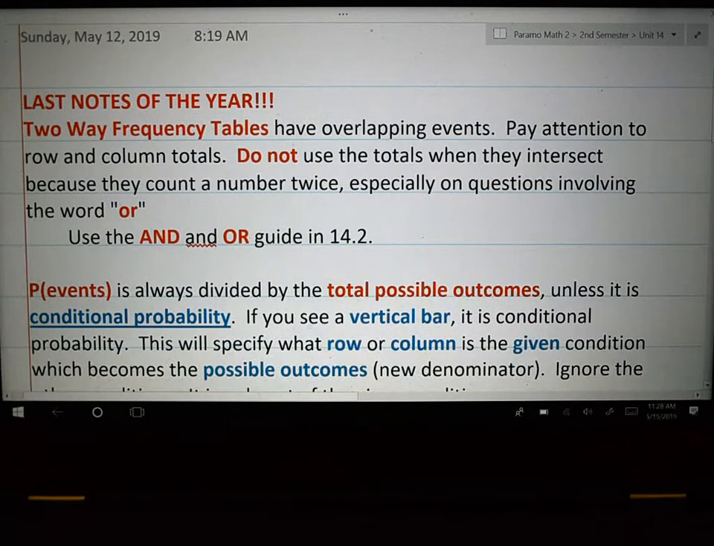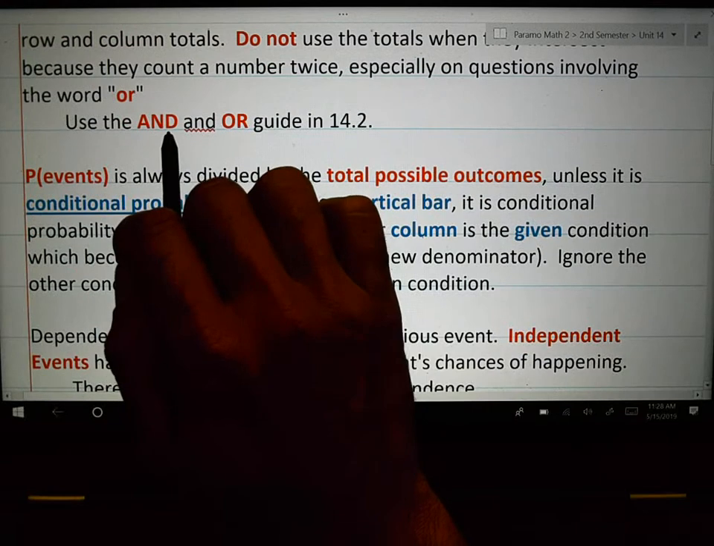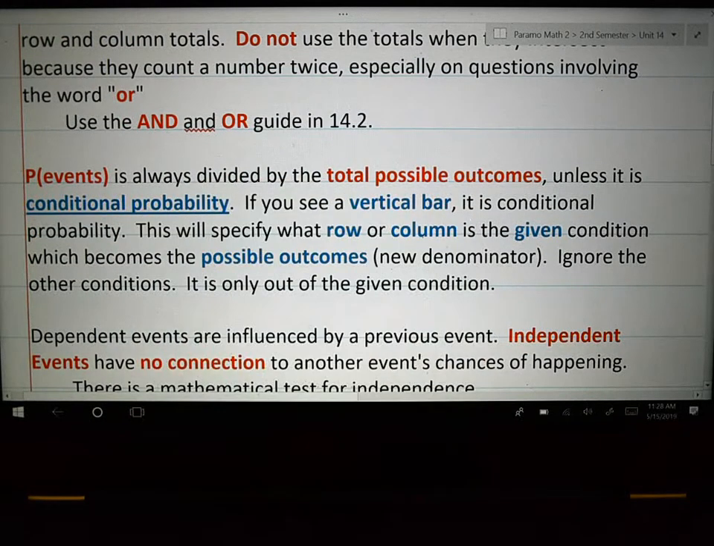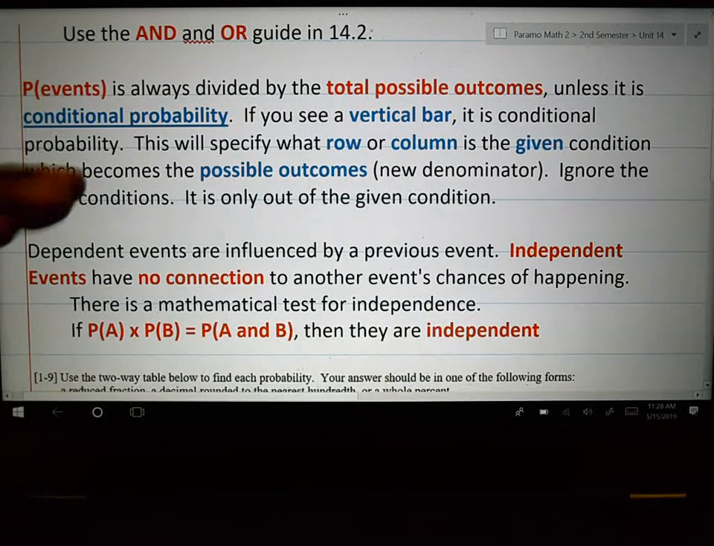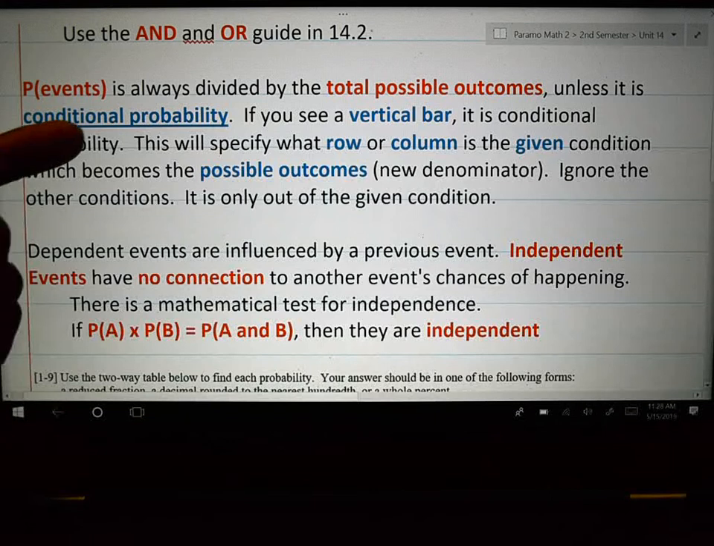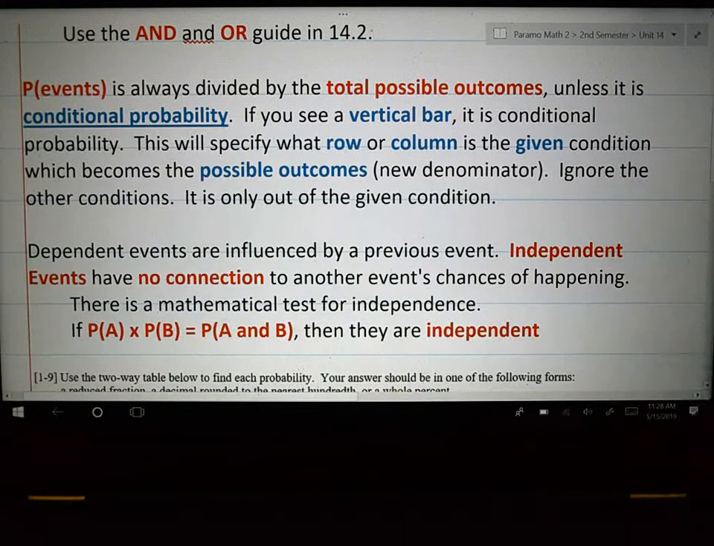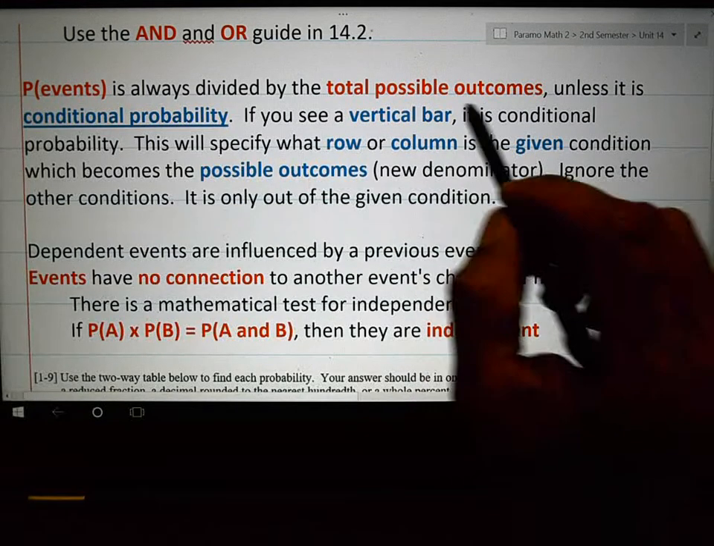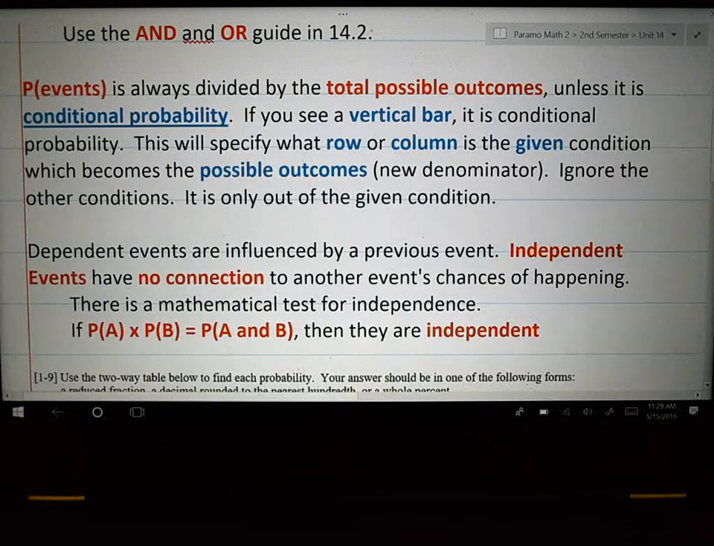That's what this first paragraph says. Be careful on those ones that have the word or. We're still going to use the and, which means both, and the or guide in 14.2, same idea. The only thing different is that we're introducing something called conditional probability. Conditional probability is, instead of talking about out of the grand total, we're going to be talking about a given condition, and it's out of the given condition.